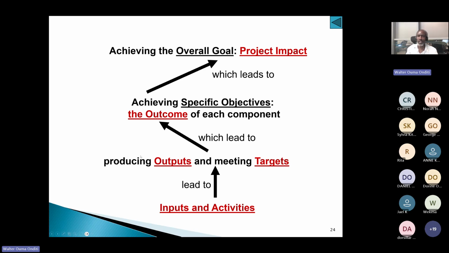I see, okay, I see one hand up here. Hussein. Thank you very much, Mr. Facilitator Walter. Kindly, just clarify between the output and the outcome in layman language, please.